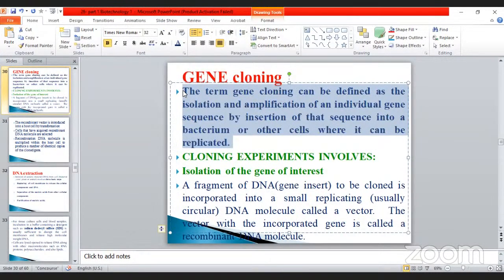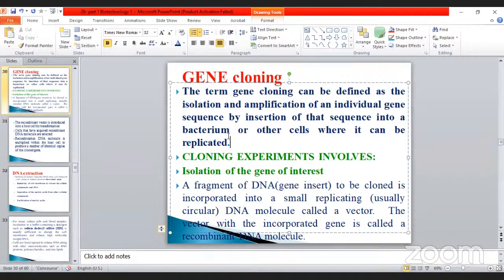This is the point. Suppose we are isolating the microorganism in a particular... The term gene cloning can be defined as the isolation and amplification of an individual gene sequence by insertion of that sequence into a bacterium or other cell where it can be replicated. Then only the gene cloning will be a success. Otherwise, the gene cloning will not be a success. So gene cloning is a very, very important thing.